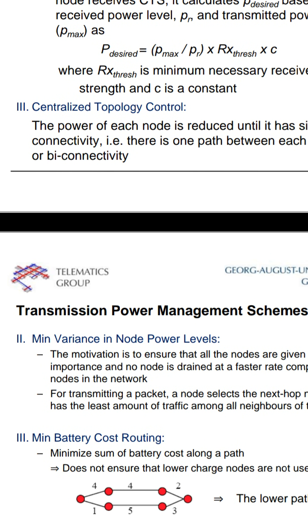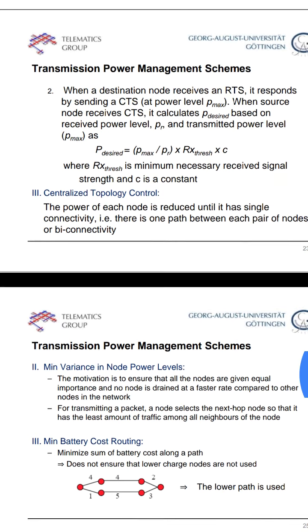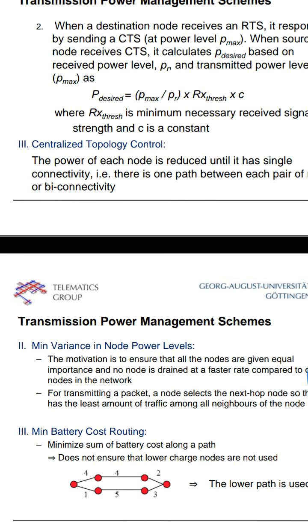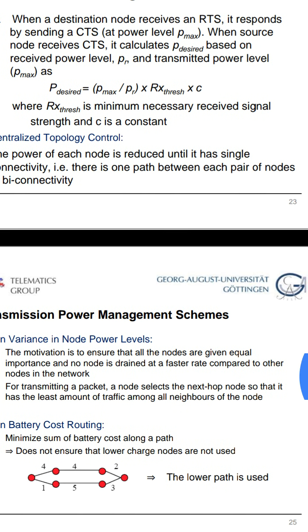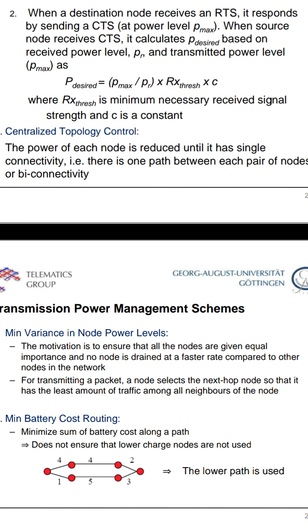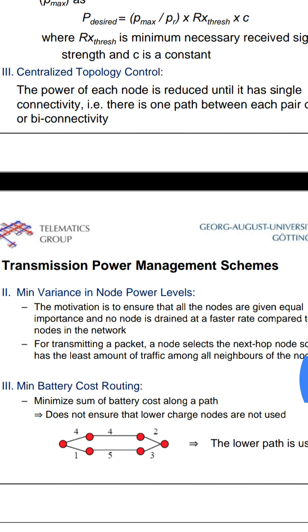Another network layer solution is minimum variance in node power levels. The motivation is to ensure that all the nodes are given equal importance and no node drains faster compared to the other nodes in the network. So minimum variance in the node power level means all the nodes drain power equally, so no node has low power and no node has excessively high power. While transmitting the packet, a node selects the next hop node that has the least amount of traffic among the neighbors of the node.